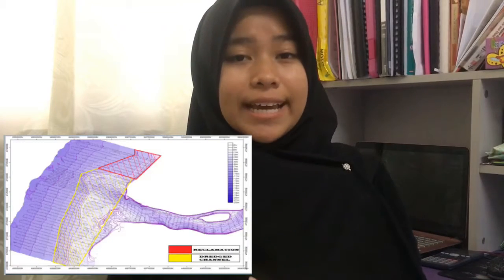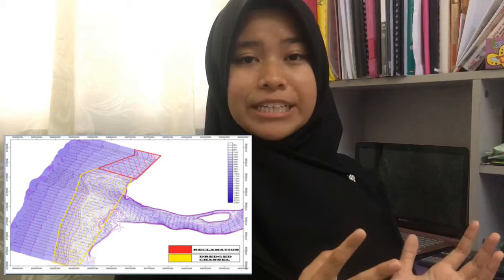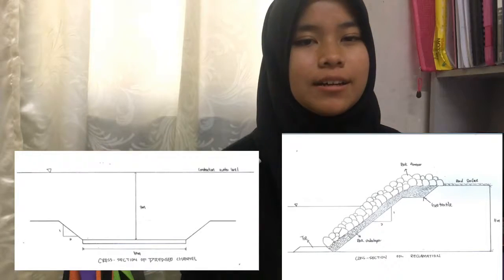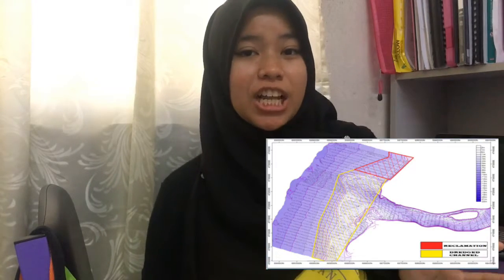Second, we have to sketch the layout of the land reclamation and dredge channel. So by using the bathymetry chart, we sketch the area to do the land reclamation and which area to do the dredge channel. Third, we provide the cross-section area of the revetment and dredge channel. And lastly, we calculate the sample volume of material used by calculating the volume of the box that we have sketched earlier.